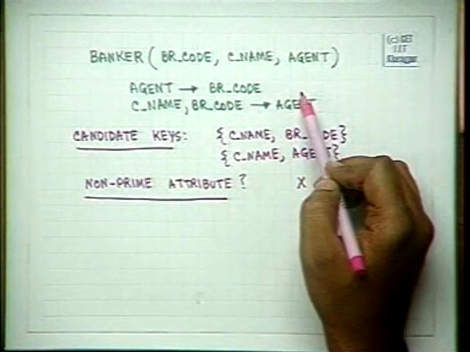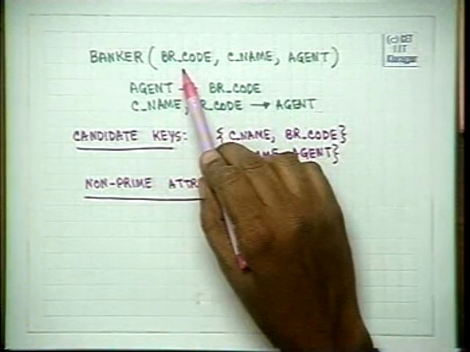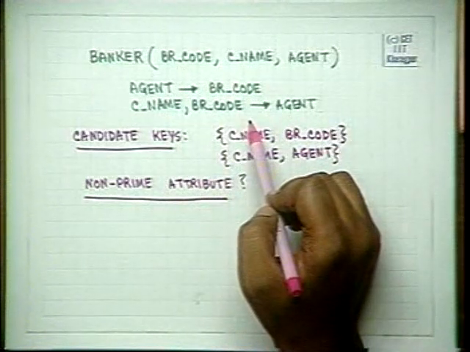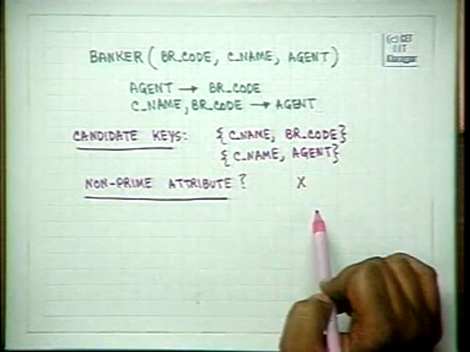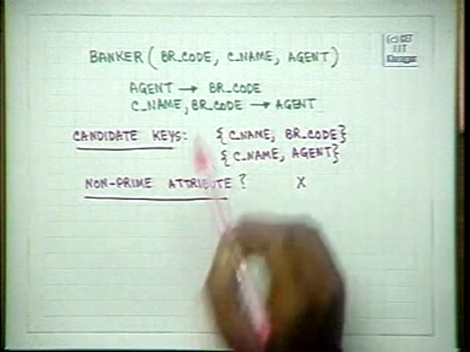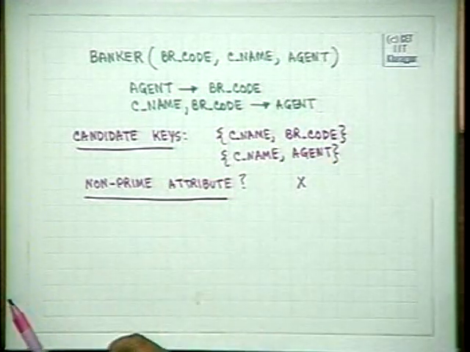But is there no redundancy here? Definitely there is a redundancy here, because whenever a customer comes to this agent in this branch, whenever you write down the agent name, you will have to write down the branch code. And many customers may come to this particular agent. Some 25 customers of this branch may come to this agent, and whenever you write down this agent, you will have to write down the branch code. Redundancy is obviously there. So, second normal form also cannot remove all sorts of redundancy.